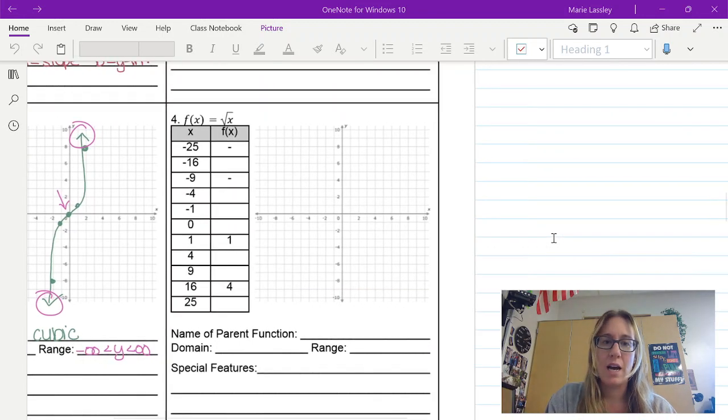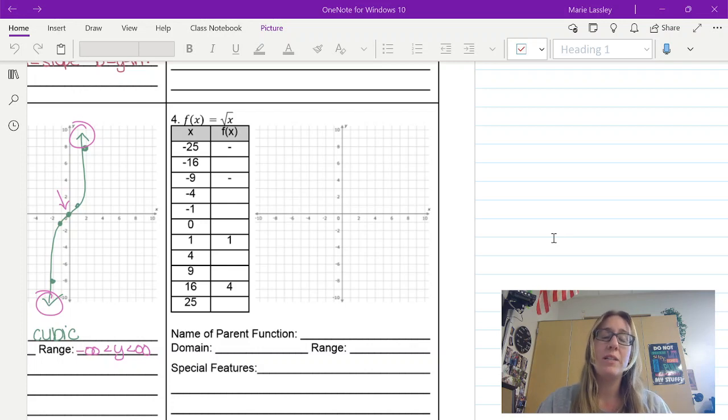All right, next up we have this function right here, which is telling us to take the square root of x. Now, if you put this into your calculator or you put this into Desmos, you will notice that for numbers less than 0, our negative numbers, you're going to get something that says either error or undefined. That's because you cannot take the square root of a negative number.